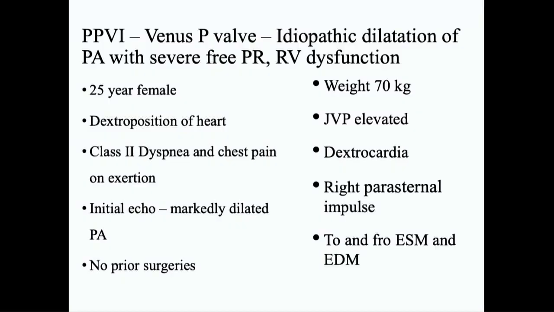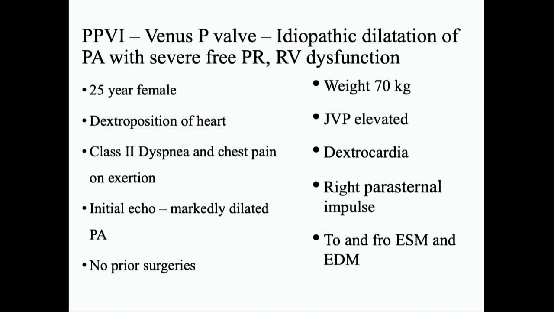Next case is a 25-year-old female. She was diagnosed with dextroposition of heart in infancy, and recently she developed class 2 NYHA dyspnea and chest pain. Initial echo was showing dilated pulmonary arteries, and she has never undergone any surgeries. She is a well-built lady with 70 kg.